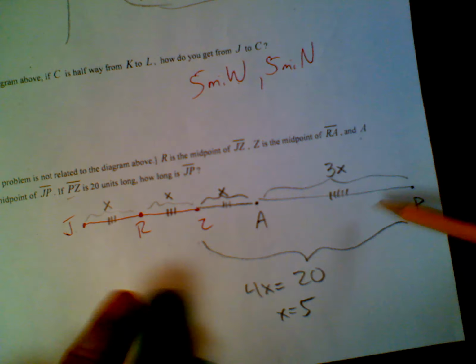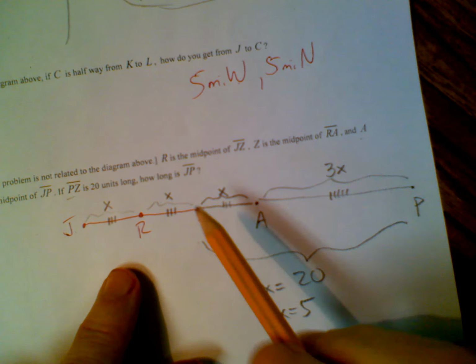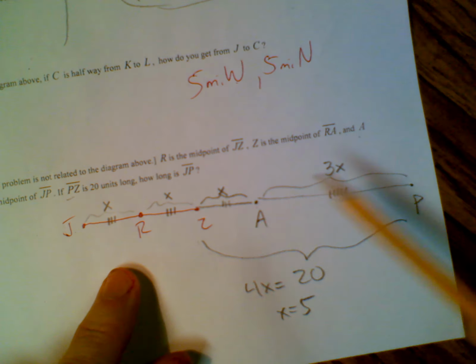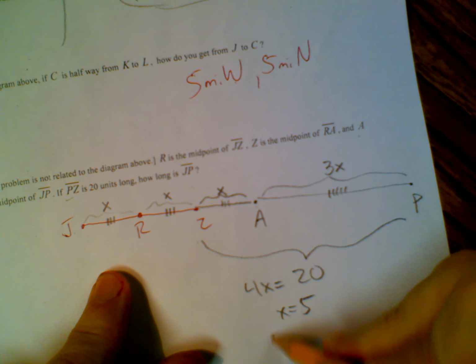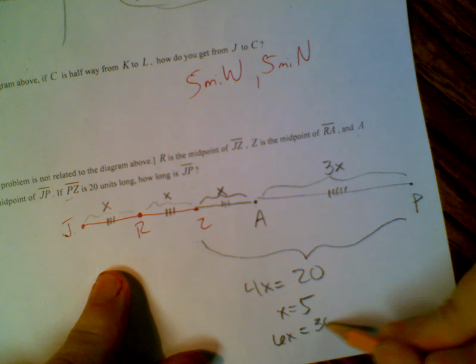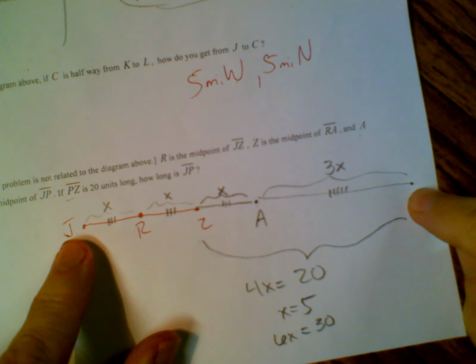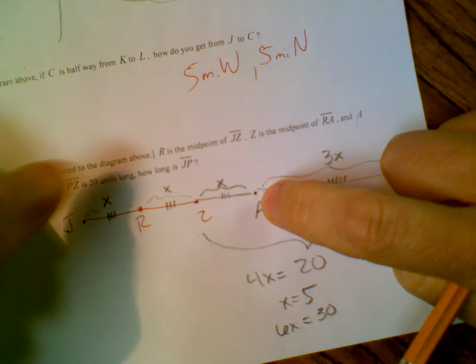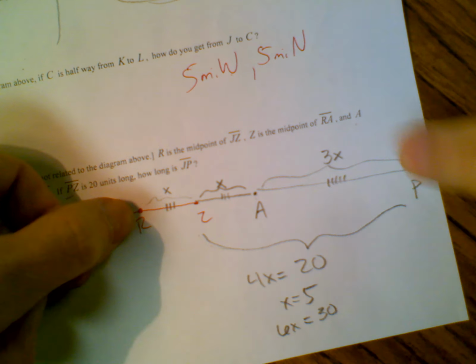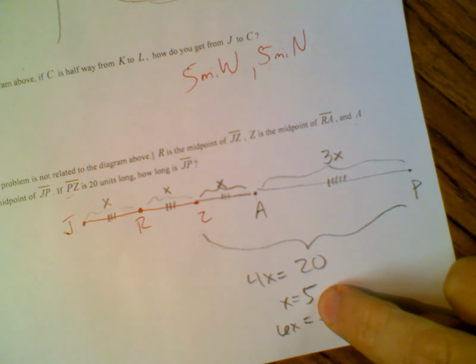Now I can find the length of absolutely any segment in this diagram. How long is JP? Well, it's 3x, 4x, 5x, 6x. 6x must be 30. JP must be 30 units long. But we could find out how long RA is, how long JA is, how long RP is, because we have a value for x now.